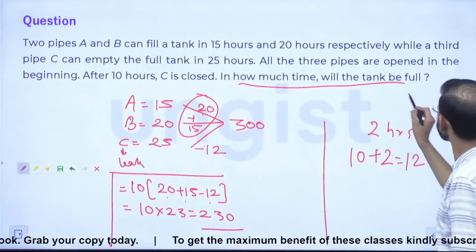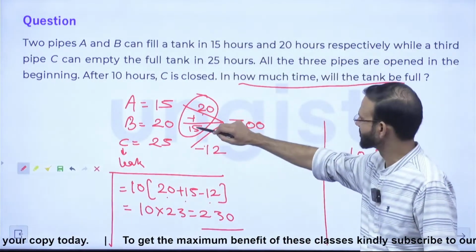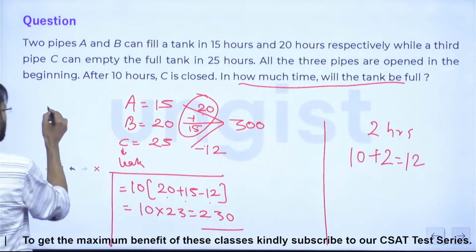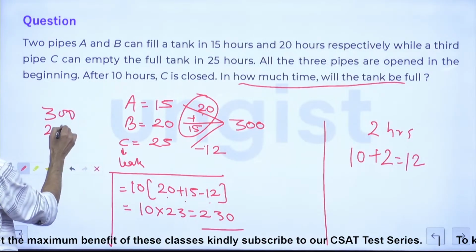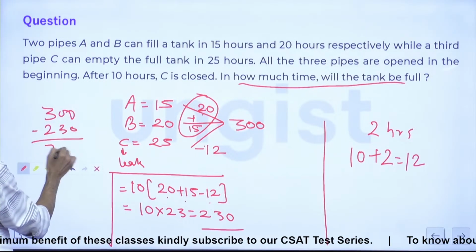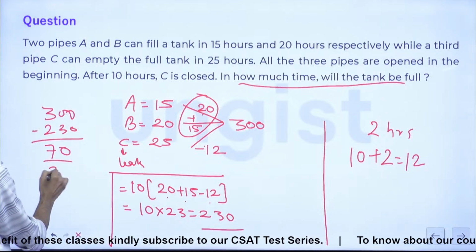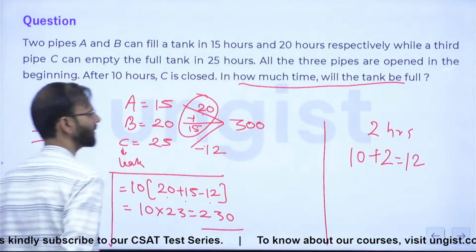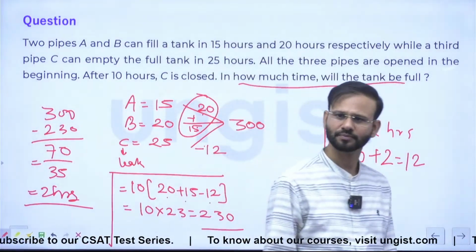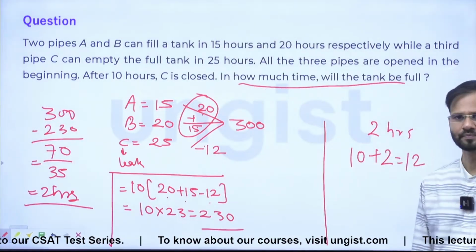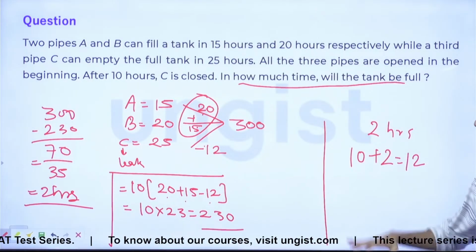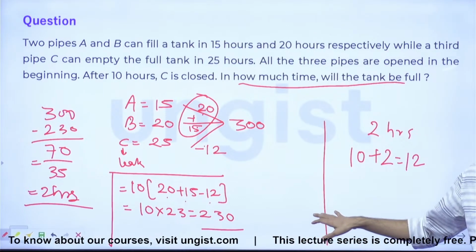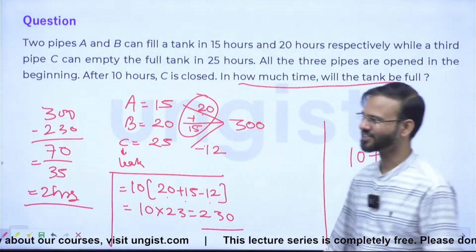See, this plus this will be 35, right? And 300 minus 230 is 70, right? So 70 by 35, which is 2 hours. Correct? Right? Everyone fine now? Okay, yes, all of you.